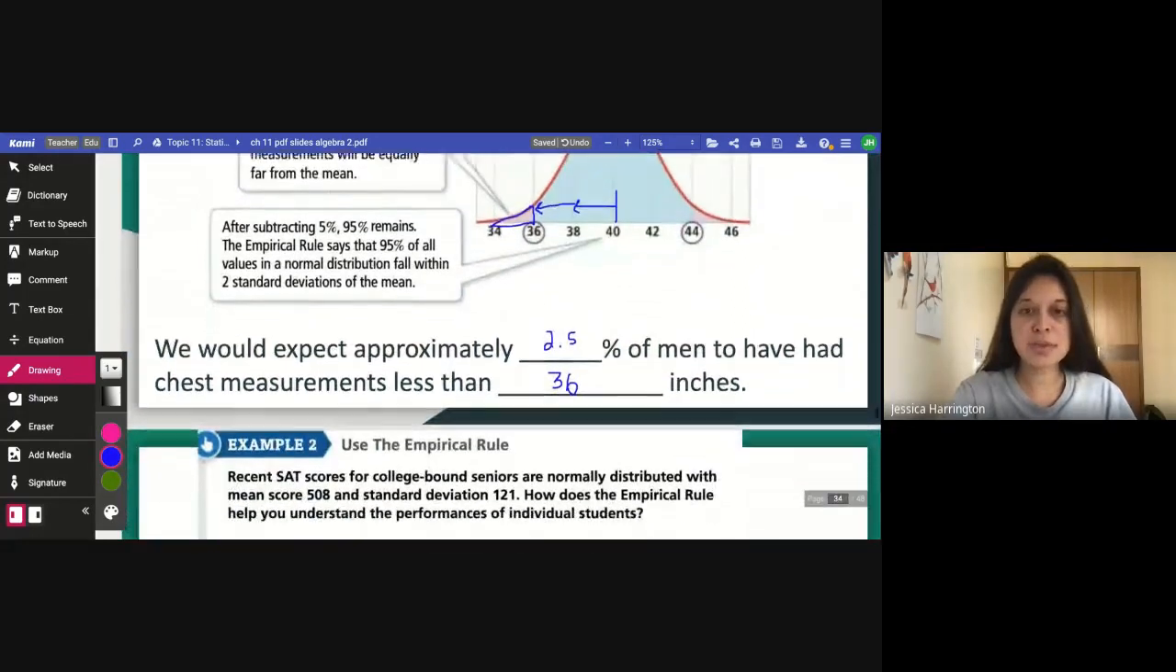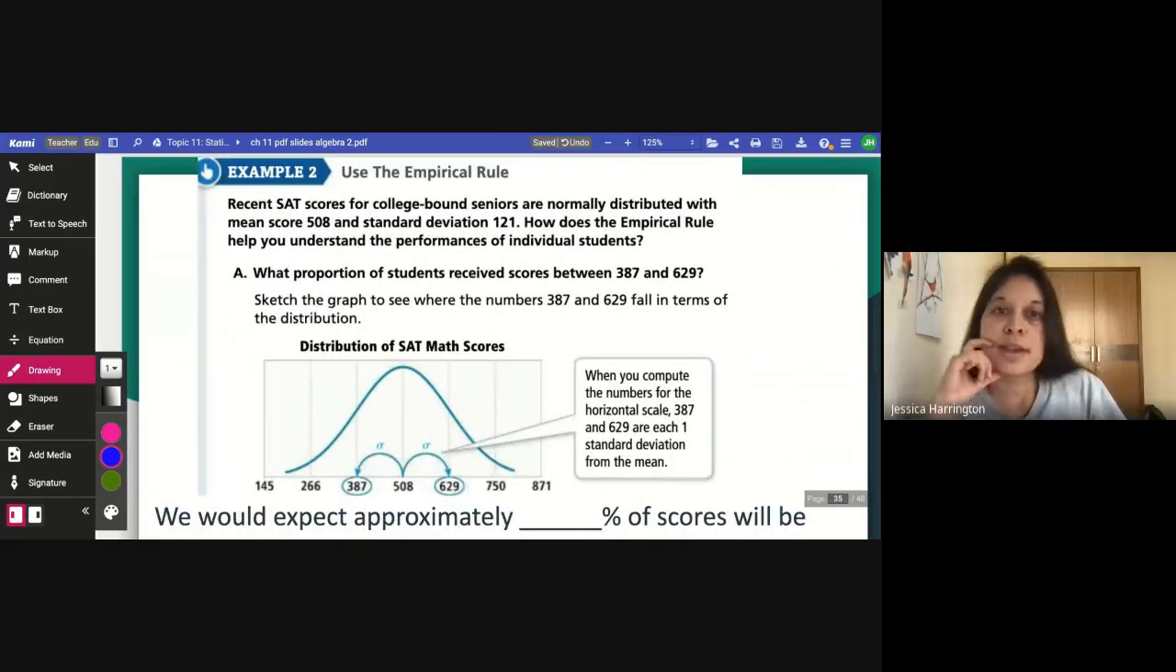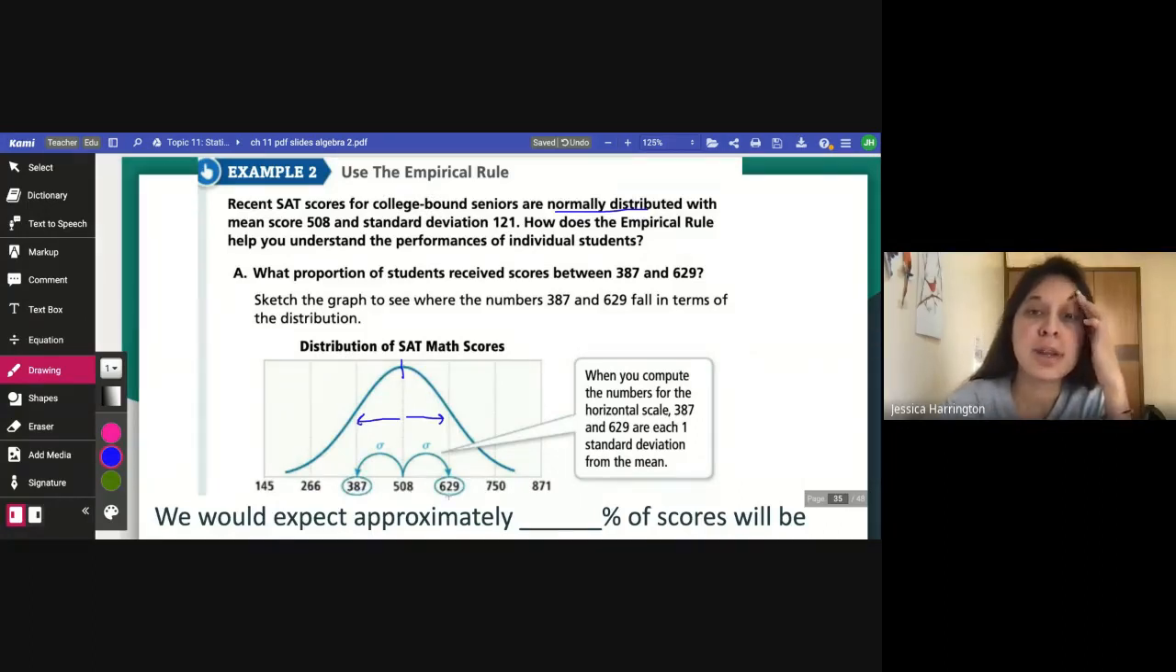All right, let's use another example about SAT scores. Recent SAT scores for college-bound seniors are normally distributed with the mean score 508. Okay, so normally distributed, check, we need to know that. The mean score in the middle here is 508. All right, there we go. Standard deviation is 121. So that means every time I go out one standard deviation, I'm adding or subtracting 121. That's how I get these numbers down here. And we need to use the empirical rule to understand the performance.